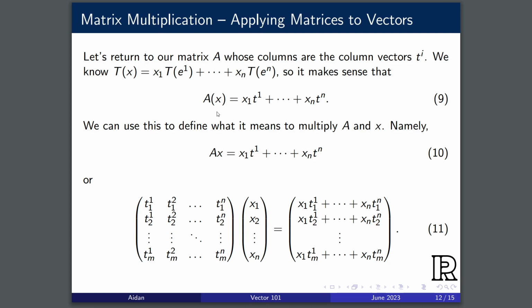But for reasons that will become clear eventually, instead of writing A of X, we're just going to define this to mean: what does it mean to multiply a matrix by a vector? We will take this to be the definition of multiplying a matrix times a vector. So if you wanted to write it all out in glorious matrix notation, your matrix A would look like the thing on the left, your vector X is this column vector, and the resulting sum looks like this.